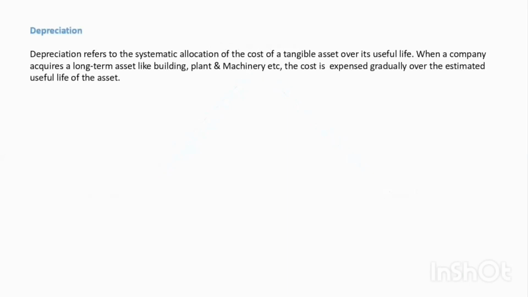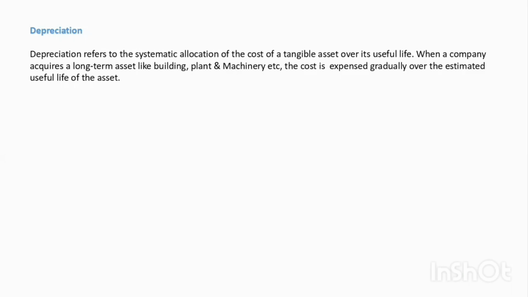So what is depreciation? When you buy an asset for 4 million, you don't want to expense the whole 4 million in the year of purchase for two reasons. One, it will be too heavy on the financials. You build a long-term asset like land and building, or plant and machinery, or maybe a new facility. You don't want to expense all of that money in a particular year. You want to apportion that amount systematically over the useful life of the asset.